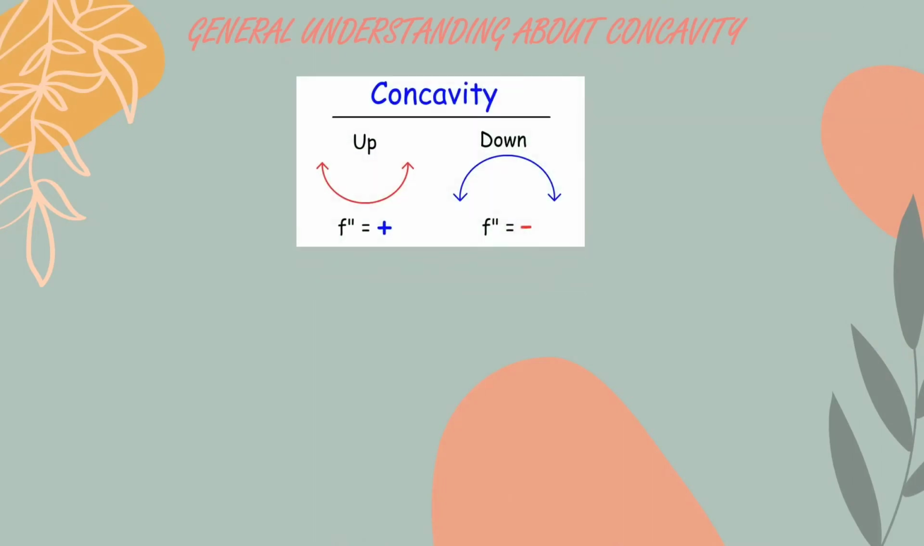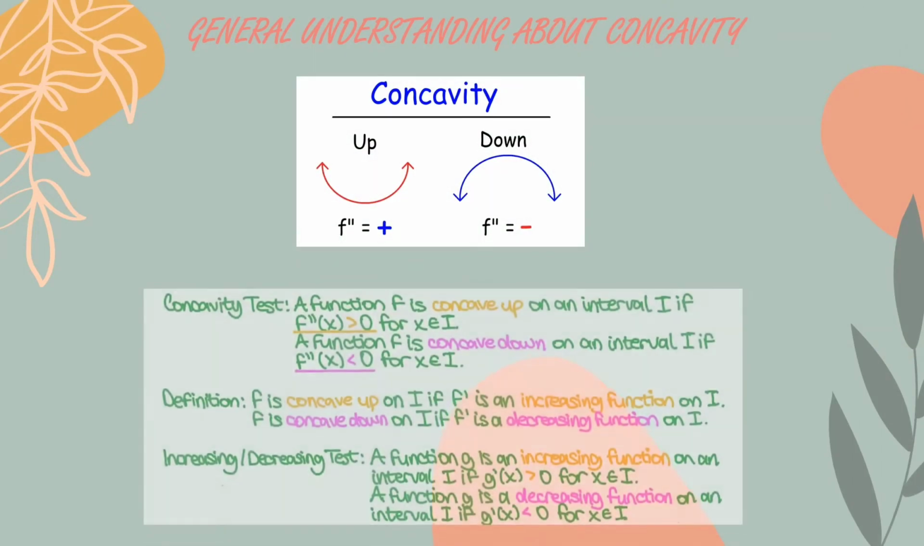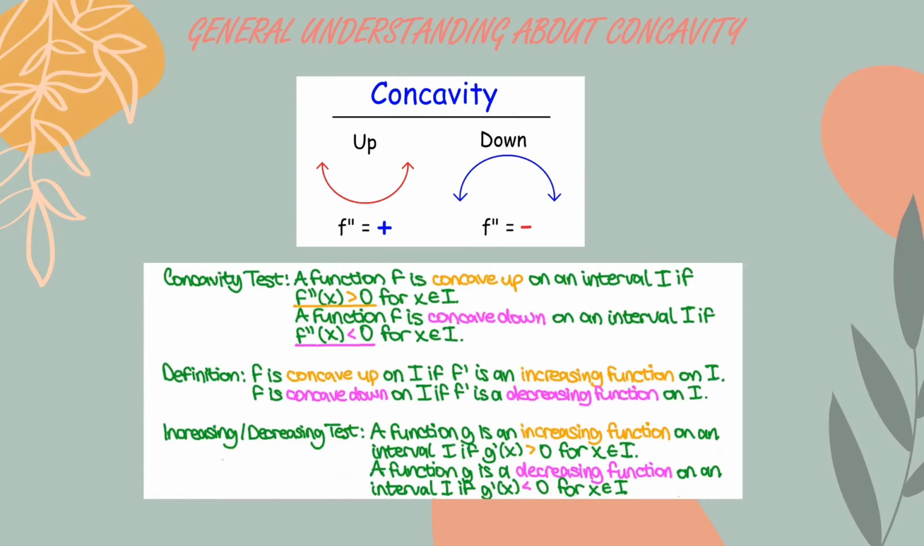Before I jump into the question, I would like to present a general understanding of concavity. The function is concave up when the second derivative is positive, while the function is concave down when the second derivative is negative. When it is concave up, the first derivative increases in value, and when it is concave down, the first derivative, or the slope, decreases in value.